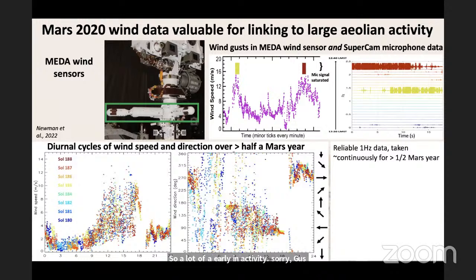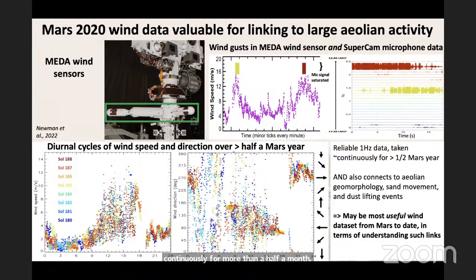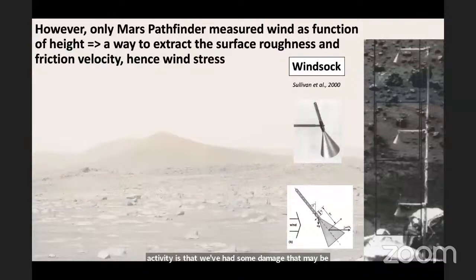Gust-driven dust lifting events. So now we have reliable 1 Hertz wind data taken continuously for more than half a Mars year, and it can connect to aeolian geomorphology, sand movement, and dust lifting events. So this may be the most useful wind data set from Mars to date in terms of understanding such links. But unfortunately, the downside of having all this aeolian activity is that we've had some damage that may be terminal to these wind sensors.